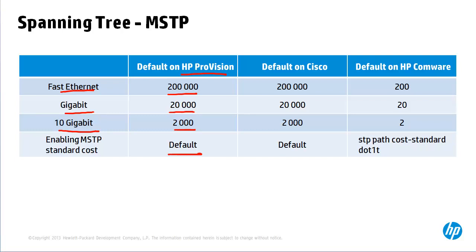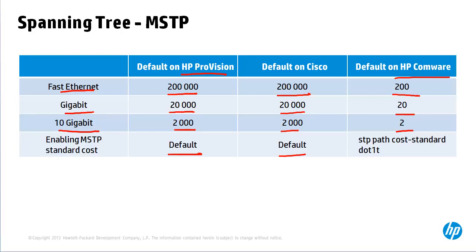When using multiple spanning tree, which is the default spanning tree that's enabled when spanning tree is enabled on the switch, Cisco uses the same costs, so 200,000, 20,000, 2,000. These are the default costs when multiple spanning tree is used. On HP Comware devices, the costs are 200, 20, and 2, so they're different. So it's recommended that you set your switches to all use the same path costs.